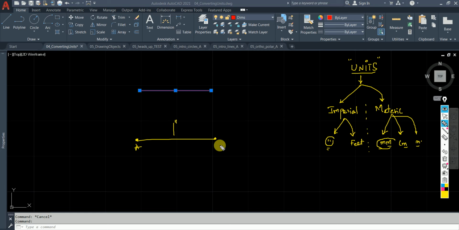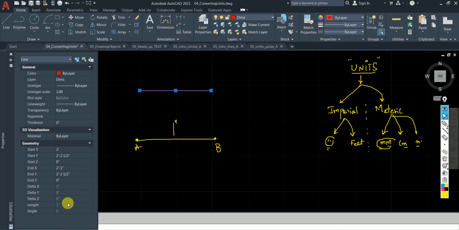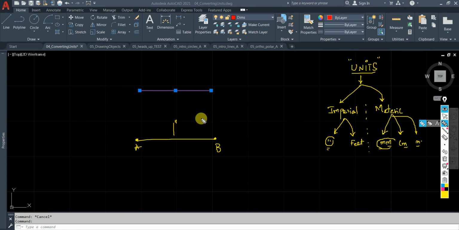We said line AB. If I keep the mouse on top, you can see the line is 1 inch. Can you see it? Where, at the bottom? On the top, here. If you can't see it, you can just come here. Can you see the length? Correct, 1 inch. But never tell me it is 1 inch. You would tell me it is 1 unit. You're not going to tell me inches.